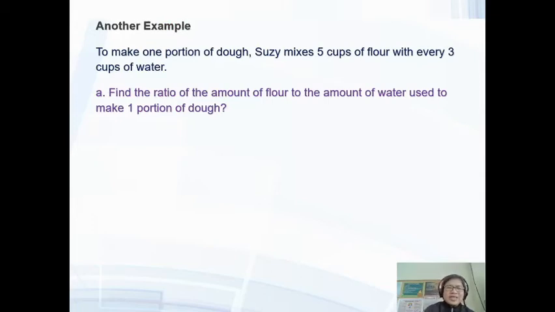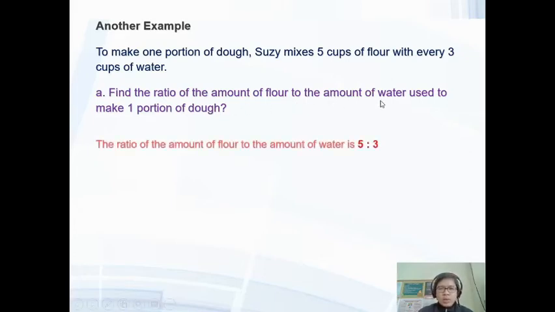Dough. Okay, to make one portion of dough, Susie mixes 5 cups of flour with every 3 cups of water. The first problem is to find the ratio. We are going to find the ratio of the amount of the flour to the amount of water used to make one portion of dough. This one is simple. Flour to the water, so our ratio is 5 to 3. Can we simplify this one? This one is already simple. So 5 to 3.